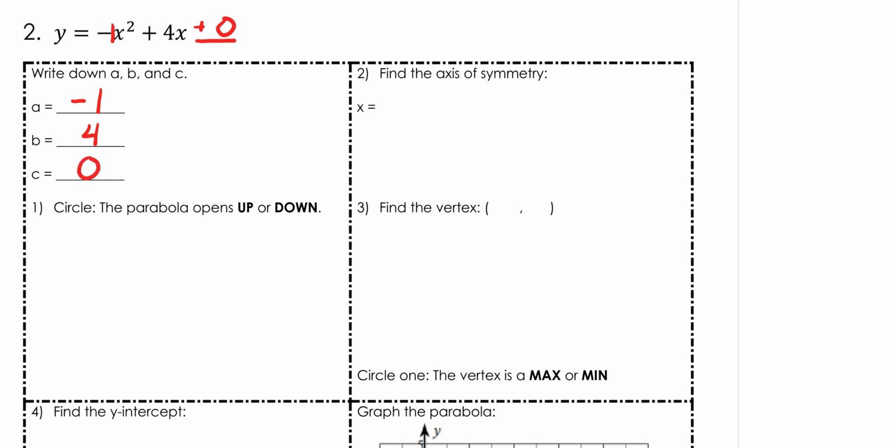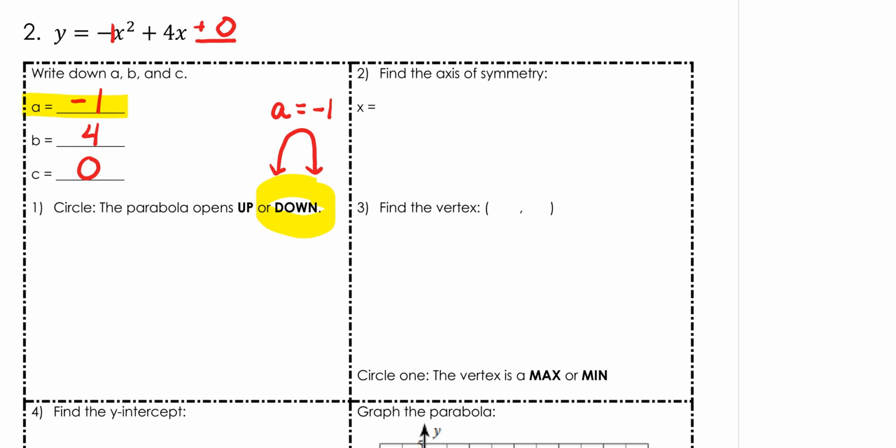Now that we have a, b, and c listed down, we're going to identify if the parabola opens up or down. Remember, you want to look at the a value to determine that. Our a value is negative, so that means that our parabola is going to open down. It's going to look like this, because a is negative 1. Okay, let's go on to step 2.